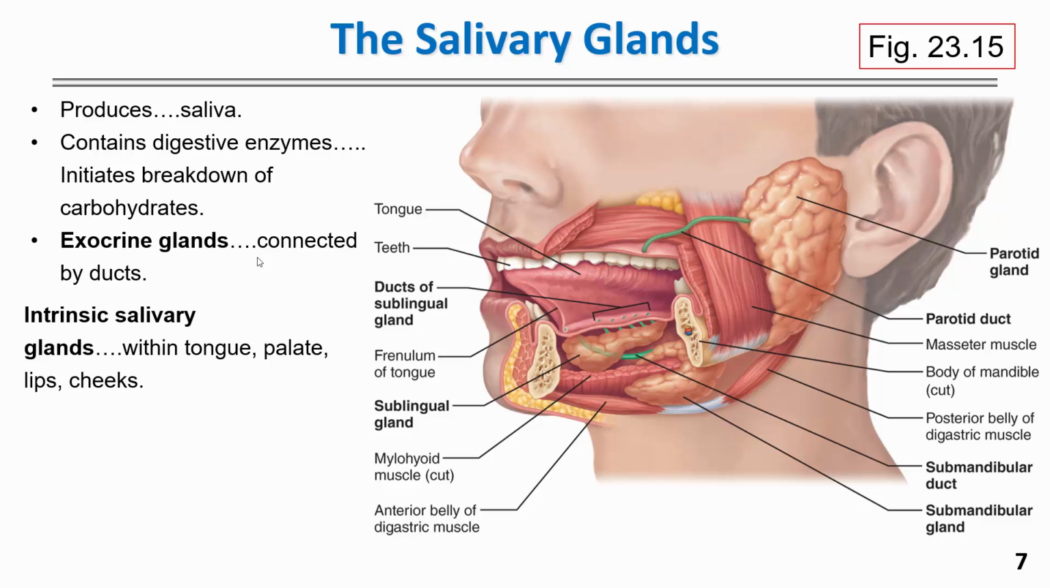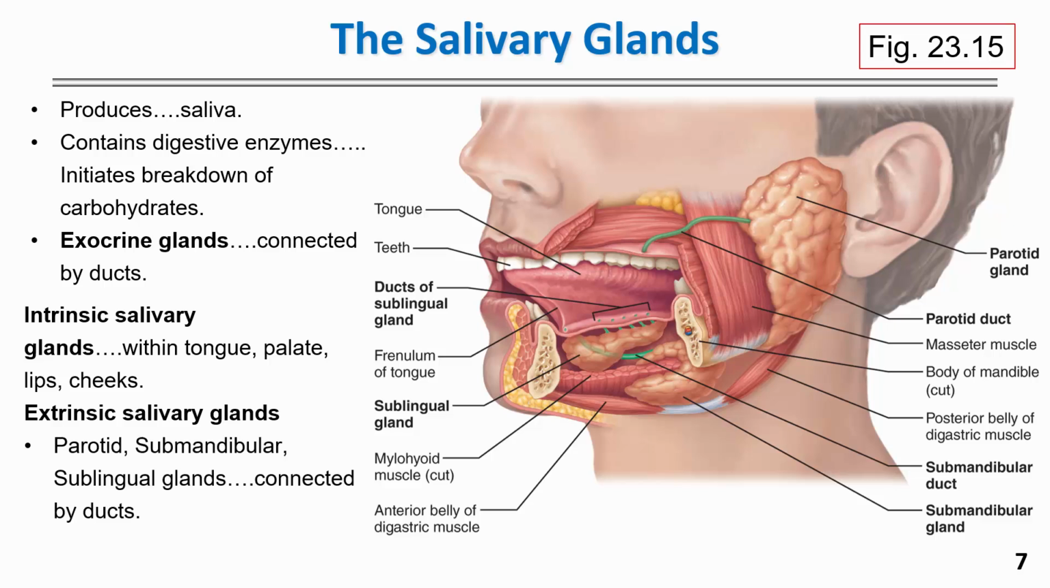There are both intrinsic and extrinsic salivary glands. We'll illustrate the extrinsic salivary glands in a moment on the right-hand side. But intrinsic salivary glands are embedded within various tissues of the oral cavity, including the tongue, the palate, lips, and the cheeks. What makes these different from the extrinsic salivary glands is that the extrinsic salivary glands exist as independent organs that will produce secretions and direct those secretions directly into the oral cavity. And the extrinsic glands include the parotid, submandibular, and sublingual glands. And once again, these are connected by ducts.